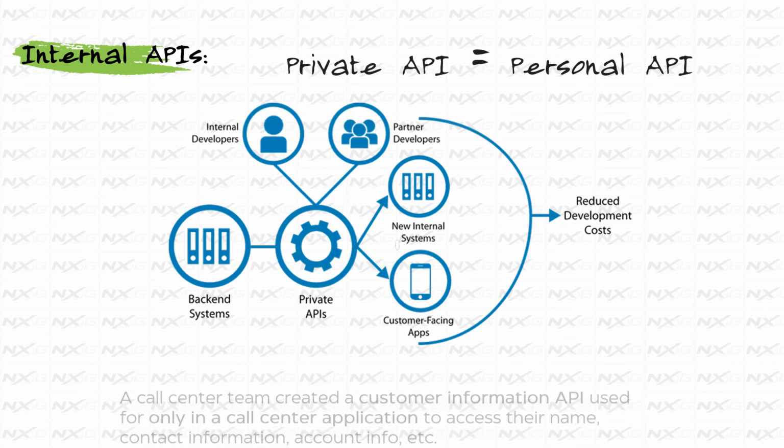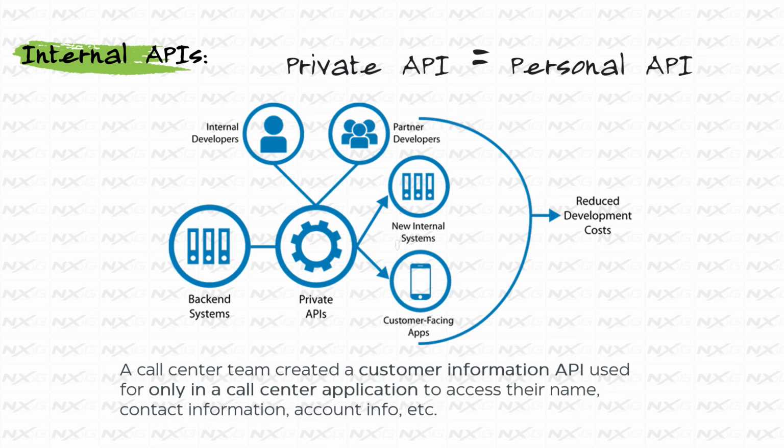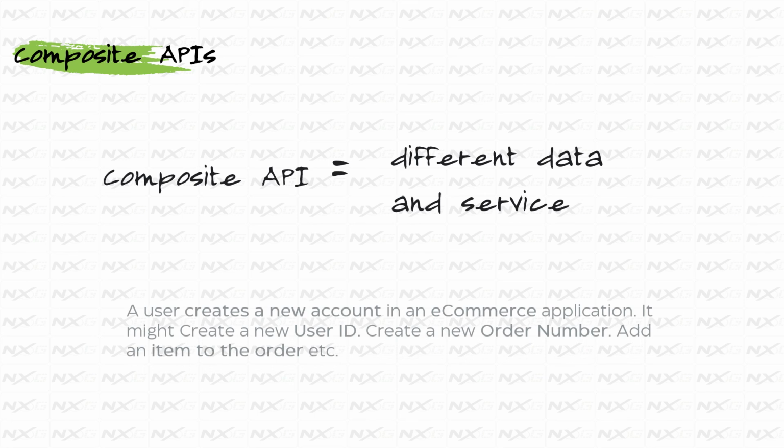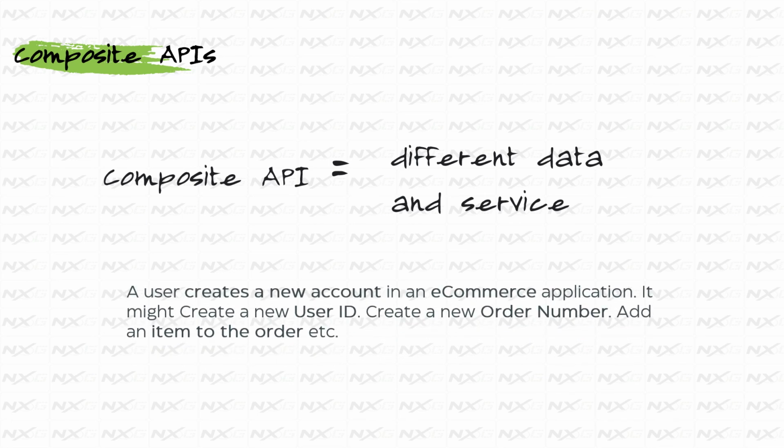For example, a call center team created a customer information API used in a call center application to access customers' names, contact information, and account info. The last one is Composite APIs. This type of API combines different data and service APIs. For example, when a user creates a new account in an e-commerce application, it might create a new user ID, create a new order number, add an item to the order, etc.